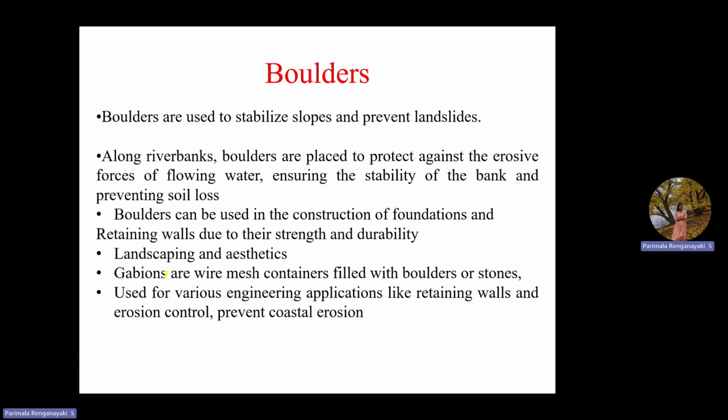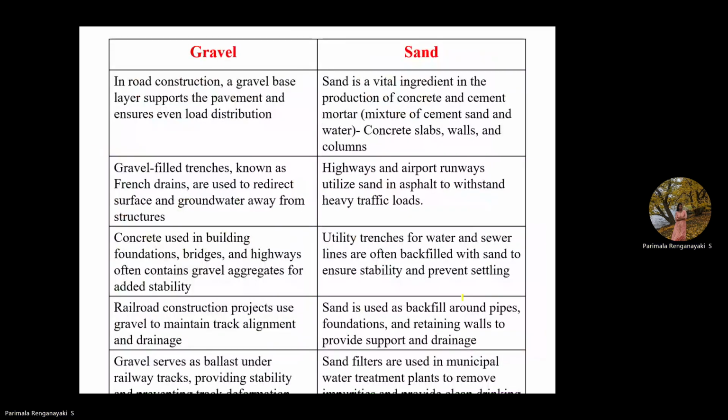Then gabions. Gabions are wire mesh containers filled with boulders or stones. This also, near the coast, to avoid the small land subsidence, they keep this kind of gabions. Used for various engineering applications like retaining walls and erosion control and to prevent coastal erosion. This is the use of boulders, some of the examples we are showing.